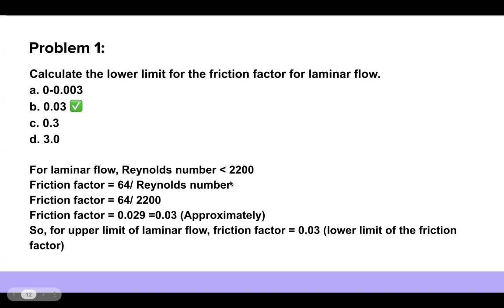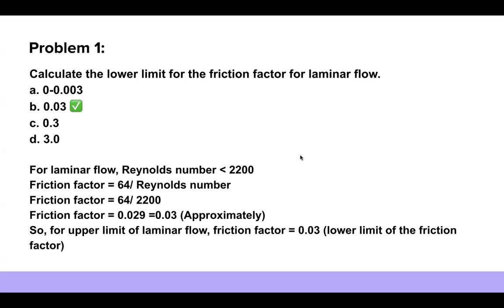So the thing is, the Reynolds number, what we know is the upper limit is 2200. And the friction factor, you know that is 64 divided by the Reynolds number. So we give the upper limit of the Reynolds number so that we get the lower limit of the friction factor, because it's inversely proportional. So you get 64 divided by 2200, that is 0.029. Okay, that is approximately equal to 0.03. So the answer is B. So the second one, okay, B is the answer. So the upper limit of laminar flow friction factor is 0.03. I hope this is clear.